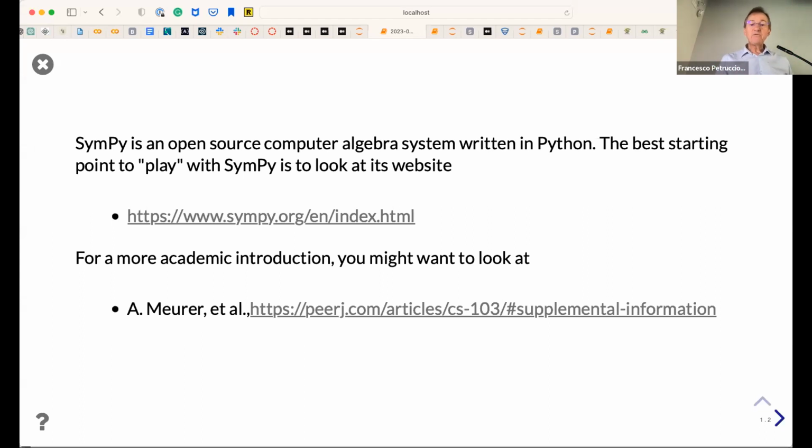If you're interested in a more recent, from a couple of years ago, more academic paper on SymPy, I attach here the link. Sorry, I copied the link to the supplemental information, but it's the same link for the article proper. Sorry, that was a mistake.